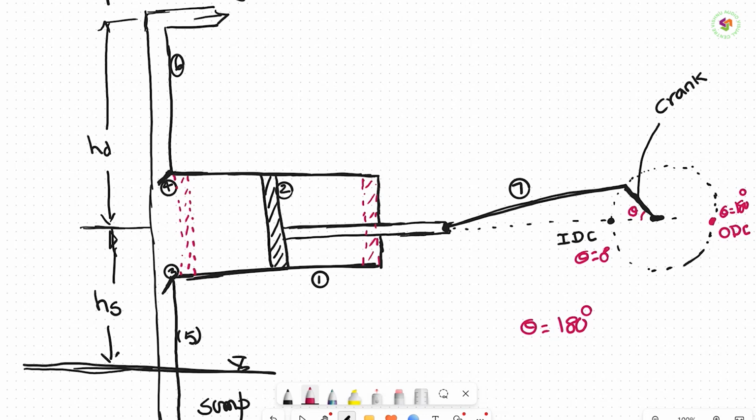When theta is varying from 0 to 180 degrees, the suction is happening and the liquid is entering from the source sump into the cylinder. This is what we call the suction stroke. Suction stroke happens from theta is equal to 0 to 180 degrees. Now the cylinder is completely filled, right?